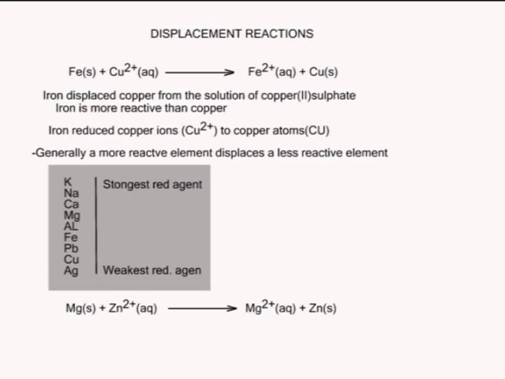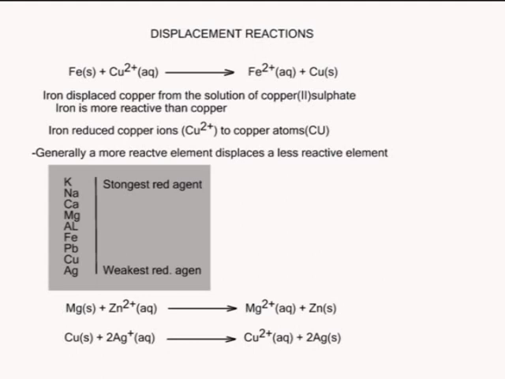Again, copper will reduce silver. Copper solid, when reacted in a solution of silver ions, will go into the solution to form copper ions and silver metal will be deposited. So copper will reduce silver ions to silver metal, and the copper itself will be oxidized to copper ions, which will go into the solution.